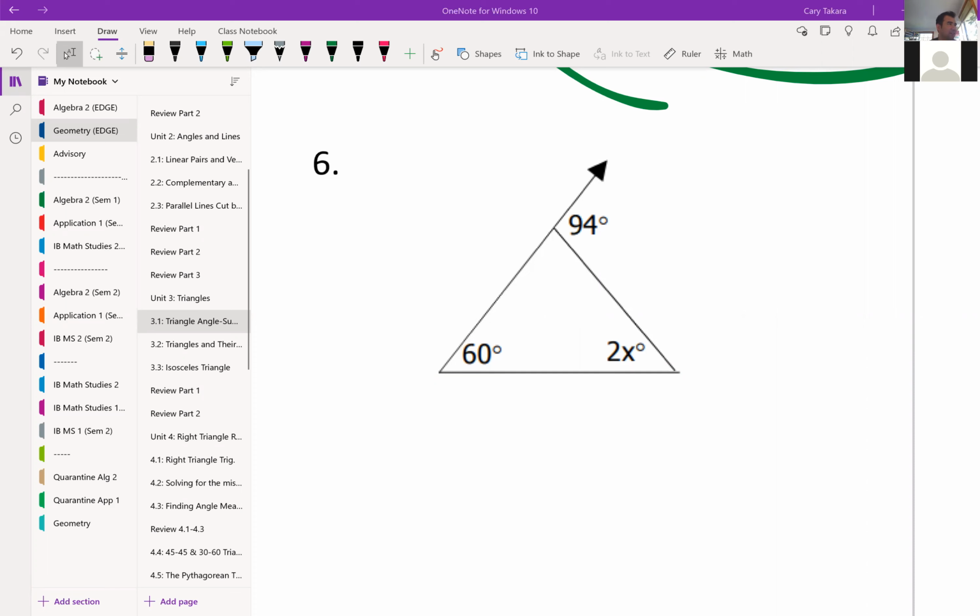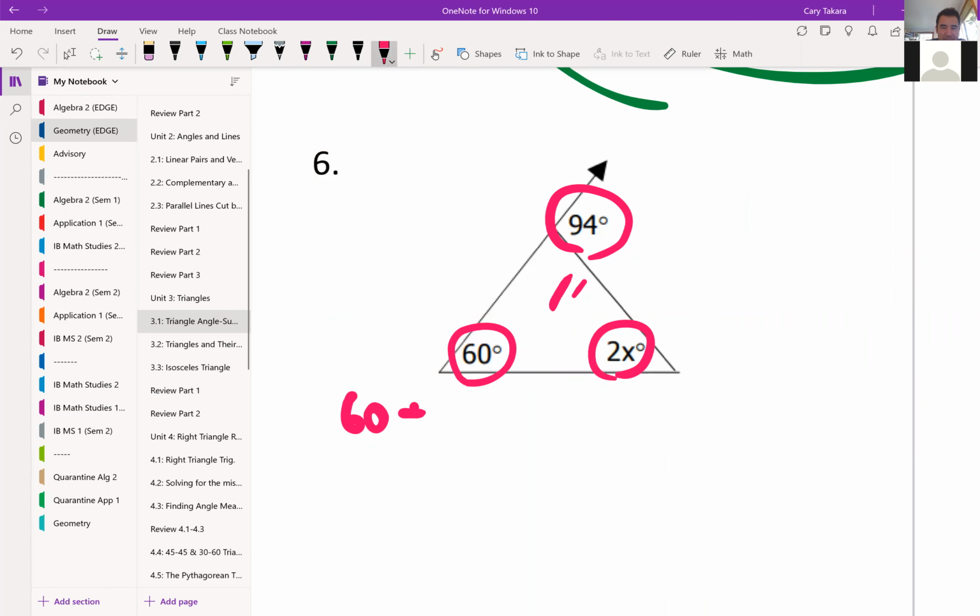Okay, let's take a look. So 2 inside is equal to the outside, right? That's the exterior angle theorem. So that would be 60 plus 2x. That is going to be equal to the outside, 94. You guys okay?